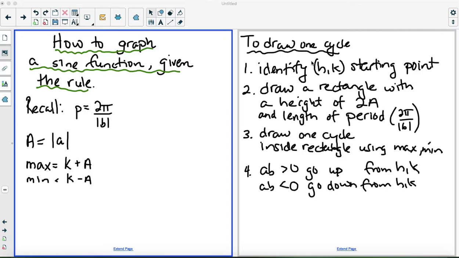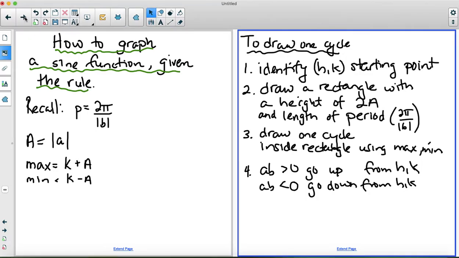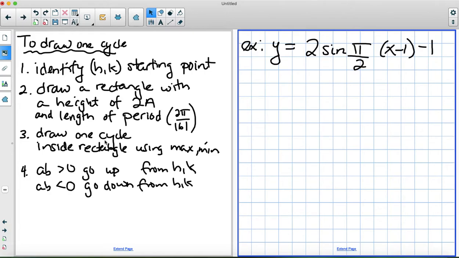So we're going to draw one cycle of each graph. And we're going to take these rules into account so that we could work with it. I'm going to start with the first one. You can pause the video if you want to take down the notes. Okay, so I'm starting off with this question, which is y equals 2 sine of pi over 2 x minus 1 minus 1.